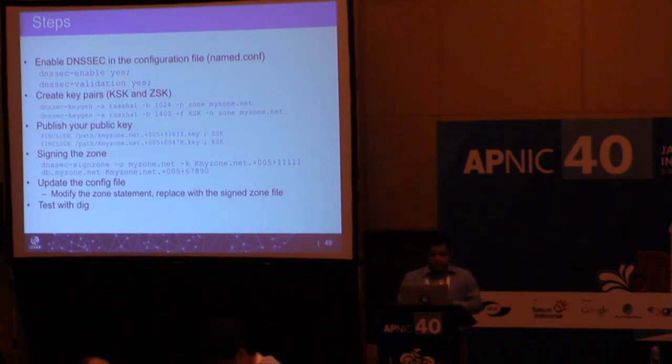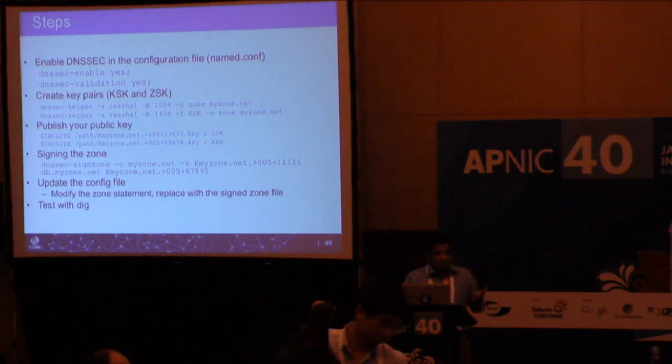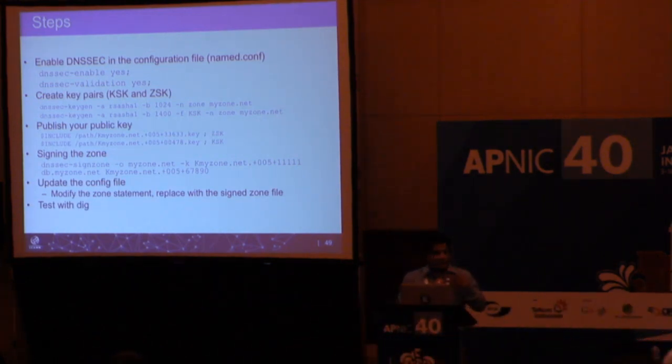Then you create your keys. For this you can use various key generation mechanisms, algorithms, and utilities. For example, with BIND, we have a utility called dnssec-keygen that we can use to generate our keys. Remember I was talking about the zone signing keys and key signing keys. You will need to generate both of these keys. So that's the next step.